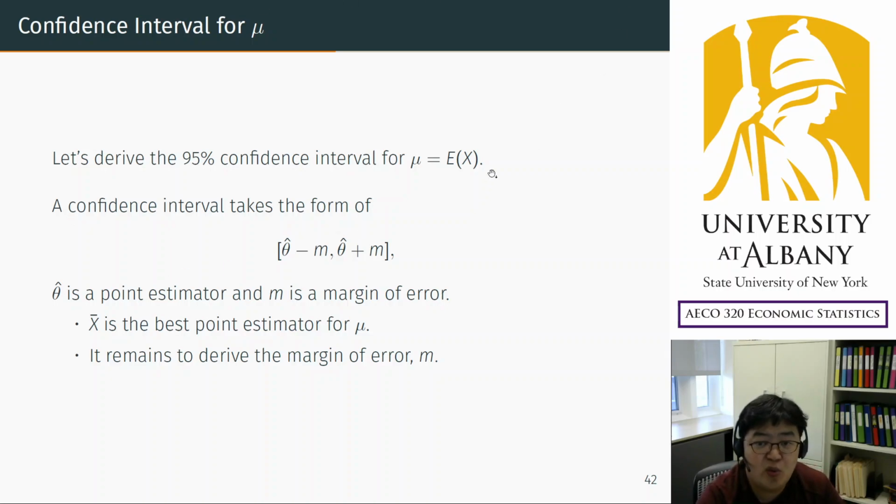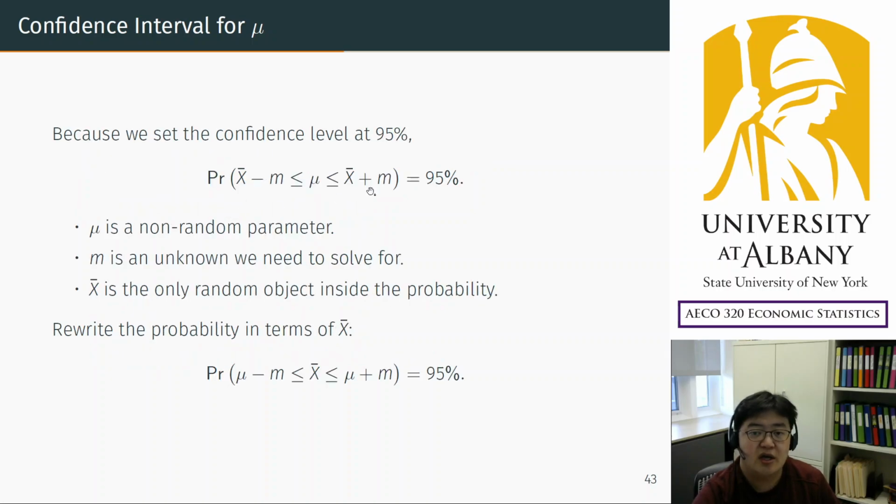Then if I fix the mean as the parameter, automatically we learned the best point estimator is the sample mean. So I'm going to use x bar as the center of the interval because the point estimator is the minimum variance unbiased estimator. That's what we learned earlier this chapter. Then what remains is the margin of error. If you calculate the margin of error m, you can simply subtract and add the margin of error to the point estimator, the sample average. So now the derivation of the confidence interval is simply a derivation for the margin of error that satisfies this confidence level.